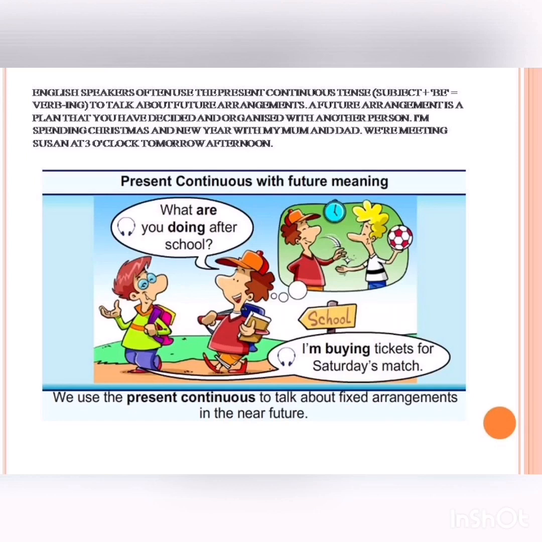Present continuous with future meaning. What are you doing after school? I'm buying tickets for Saturday's match. We use the present continuous to talk about fixed arrangements in the near future.